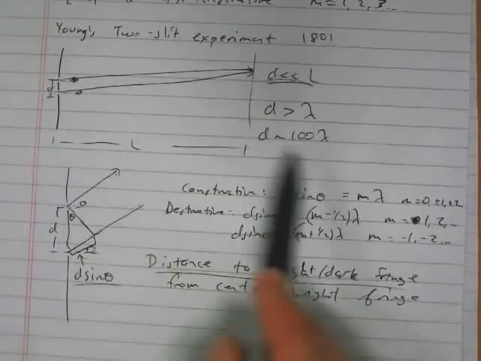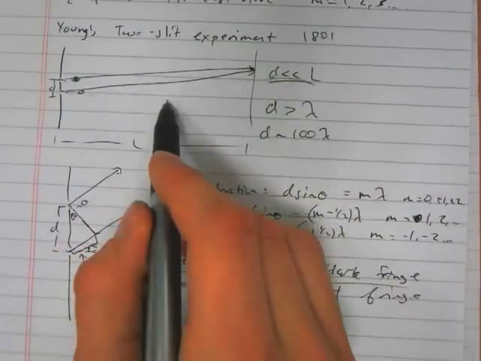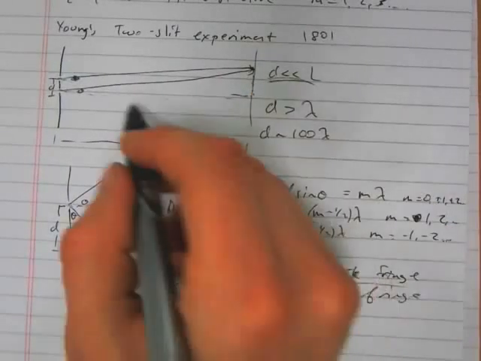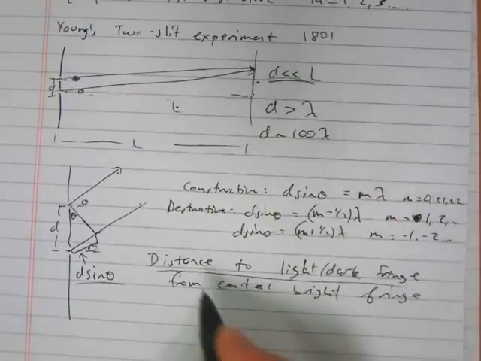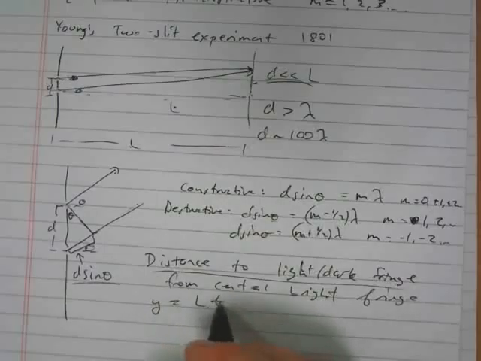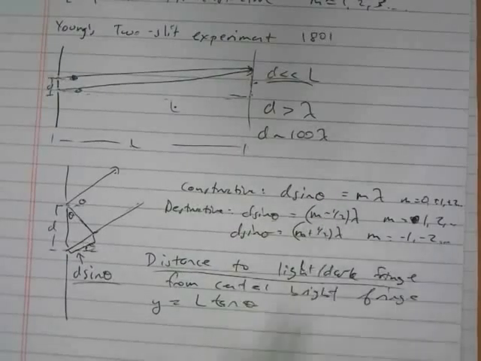Just doing some quick trig, we can see that the distance from the central bright fringe to some point up here, this is L, so tangent of theta would be this distance over L, and so that distance is a y value that is just L tan theta. And so those are the equations you're going to do calculations with for Young's two-slit experiment. Okay.